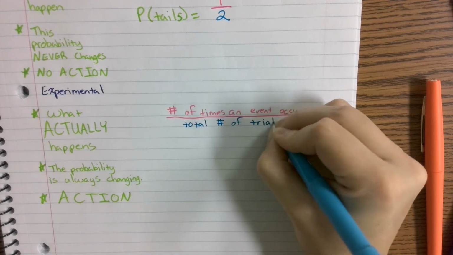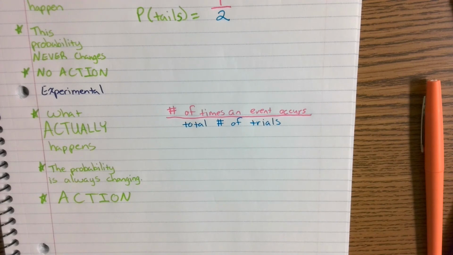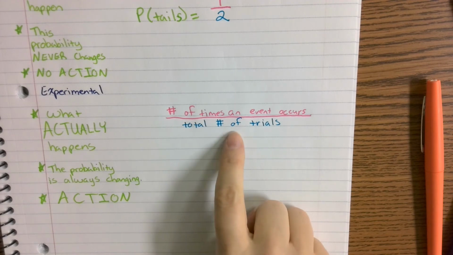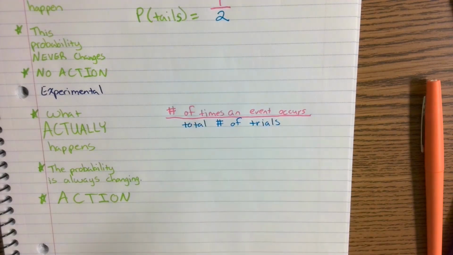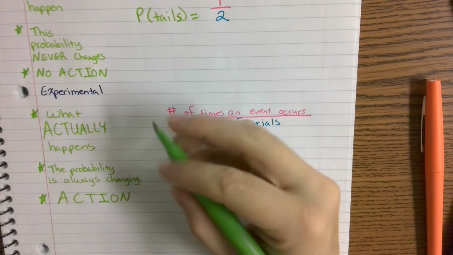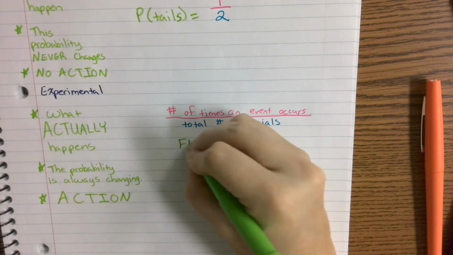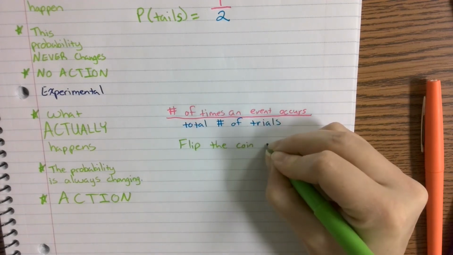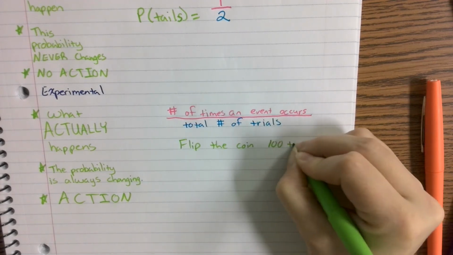So how often did you perform the experiment? A coin only has two outcomes, but if I flip the coin 100 times, I'm no longer looking at a 2 on the bottom, I'm looking at a 100 on the bottom. Let's go with that actually. So let's say that I'm going to flip the coin 100 times.